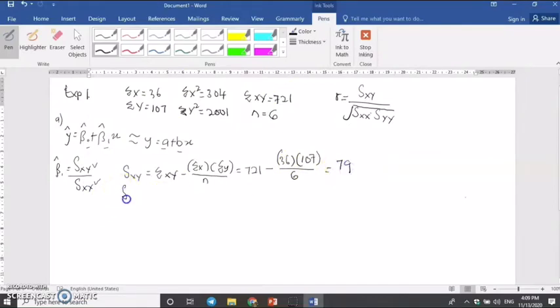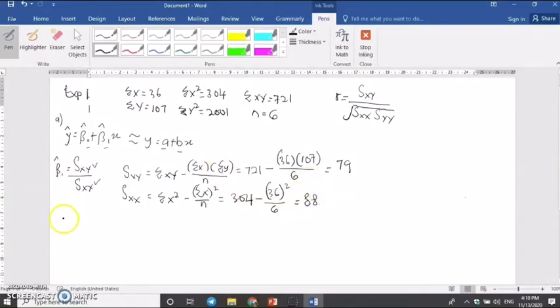Okay, so for SXX, it is similar. We have the summation of x square minus the summation of x, you square it, and then divide by n. Then we have the summation of x square, this one, 304, minus the summation of x, which is 36, you square it, and then divide by 6. And then at this calculation, you will get 88.